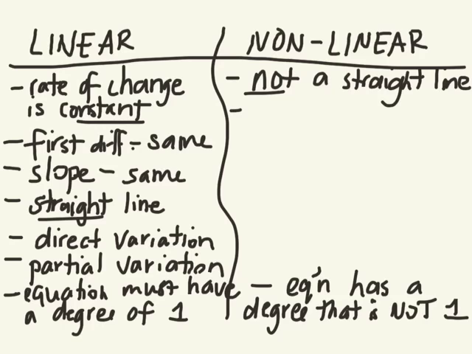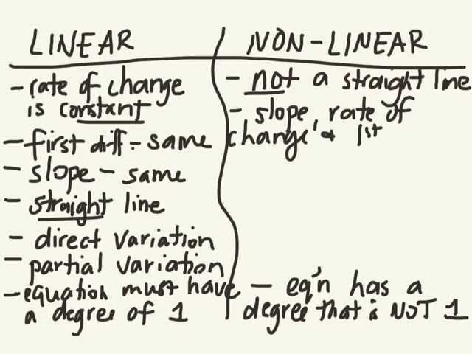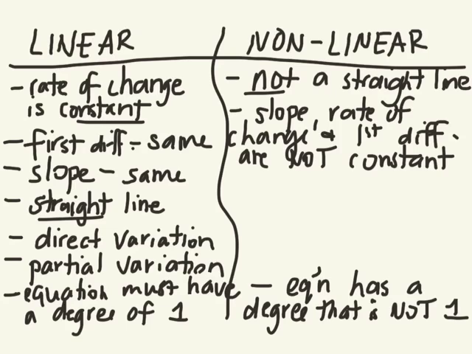Which means what? What does that mean then? Slope, rate of change, and first differences are not constant. So if you're using a table and you're finding the differences, if they're not all the same number, then it's impossible for it to be linear because it's not increasing or decreasing by the same amount, right?